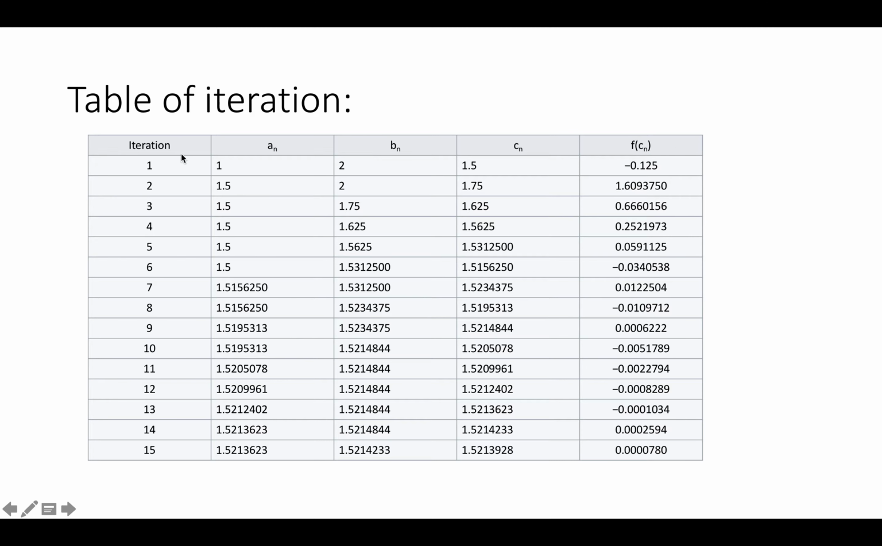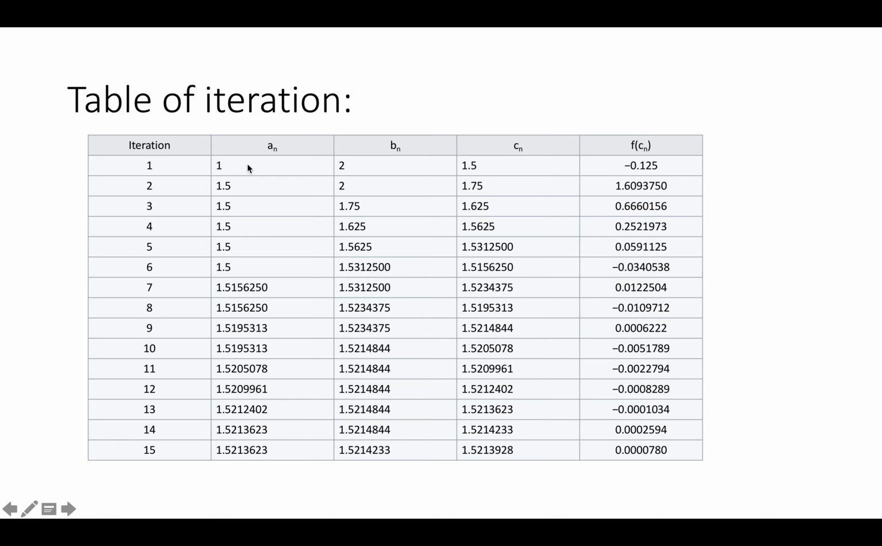So let us consider the table of iteration. We have considered the first iteration, and we have checked the value of the function at that middle point. Now if we keep on iterating, we have the result in the table of iteration. This table means the first column represents the first iteration, then second, third, and so on. An, Bn represent the values of A and B at the first iteration, second iteration, and so on. And Cn is the middle point of the interval at each iteration, and the corresponding f(c) is the value of the function.